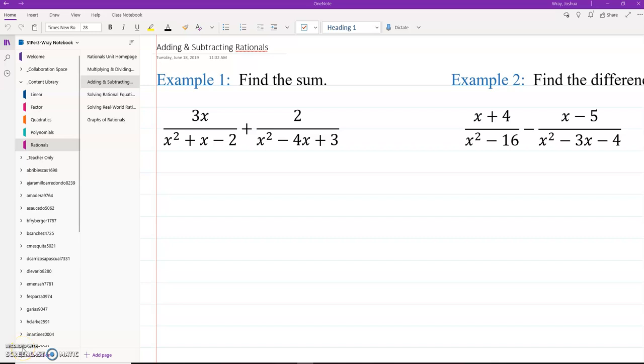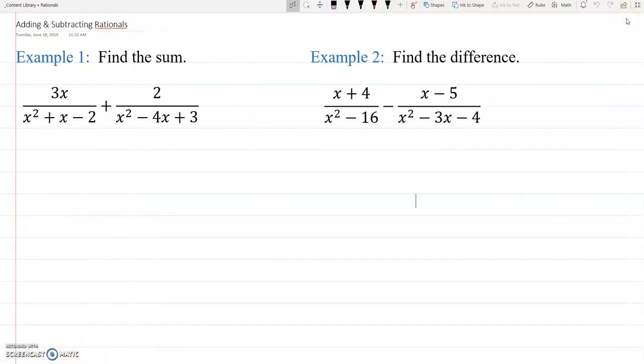Yo, this is Coach Ray, recording another video. Today's on adding and subtracting rationals.